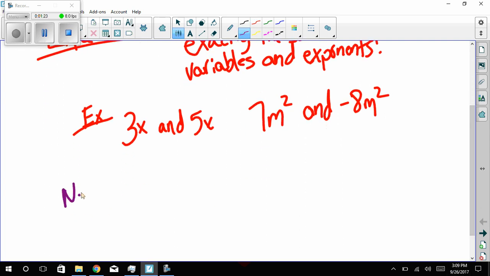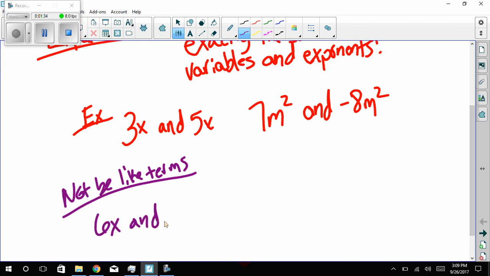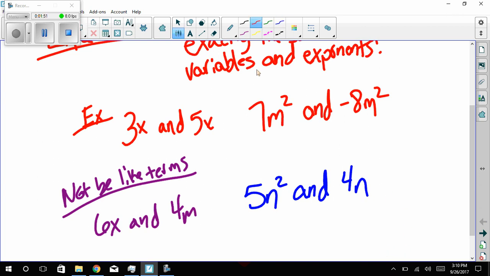Things that would not be like terms would be 6x and 4m, because they have different variables. Other things would be 5n squared and 4n. Those are not like terms because this one has a squared, that one does not. Okay? So they do not work. Obviously over here, m and x are different, so those do not work.